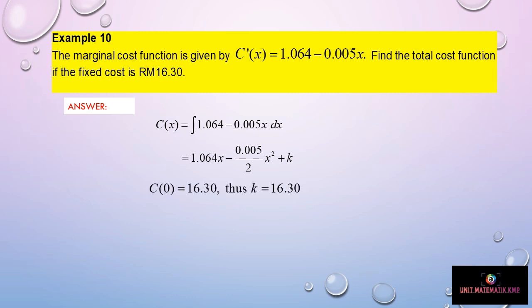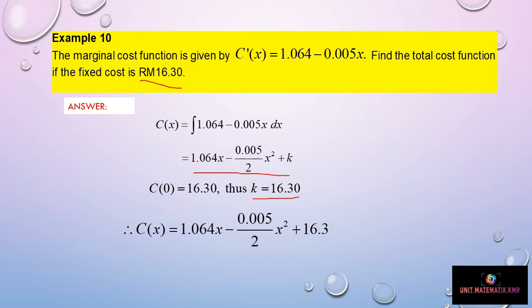Then, when x equals 0, the fixed cost given here is 16.3 ringgit, 16 ringgit and 30 cents. So, by substituting x equals 0 into the cost function here, we will get the value of k equals 16.3. So, therefore, the cost function equals 1.064x minus 0.005 over 2 x squared plus 16.3.